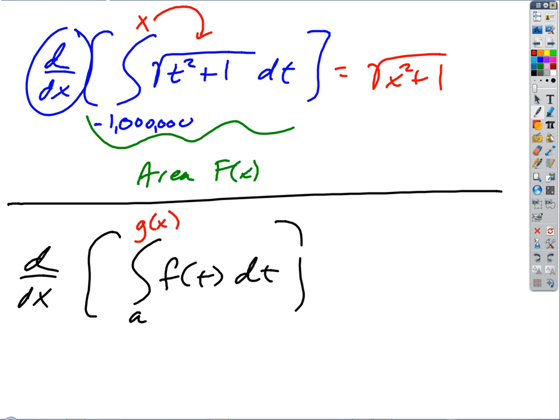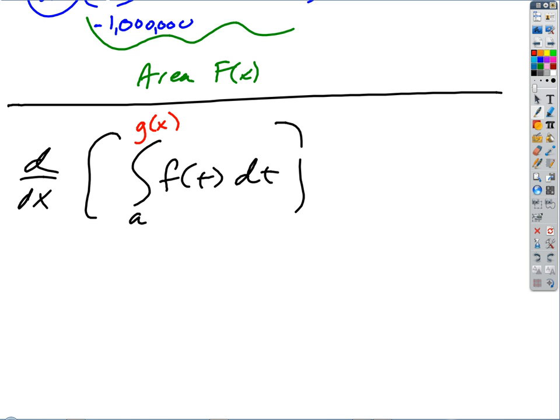We can have a function of a function. So how is this going to affect our answer if we want to differentiate this? Well, here's what it does. Now, instead of just having f of x, it would make sense for us to have f of g of x, because it's going to be the height of the function at g of x.